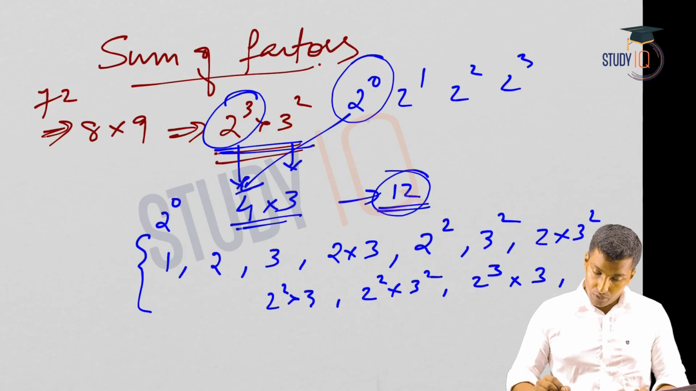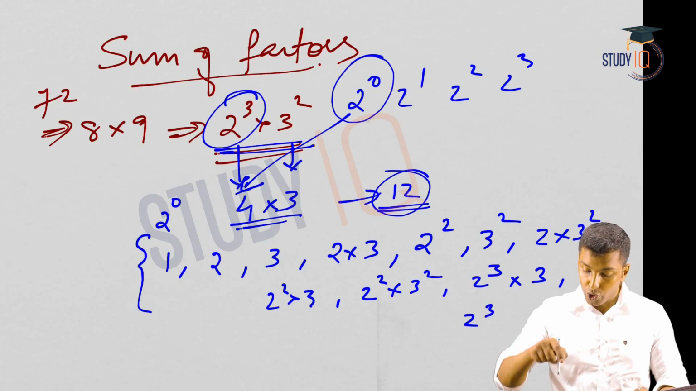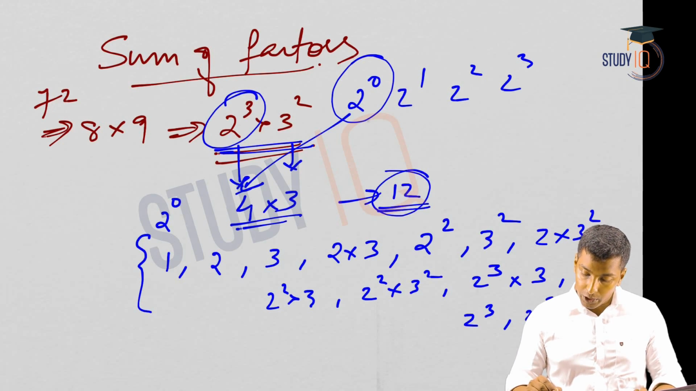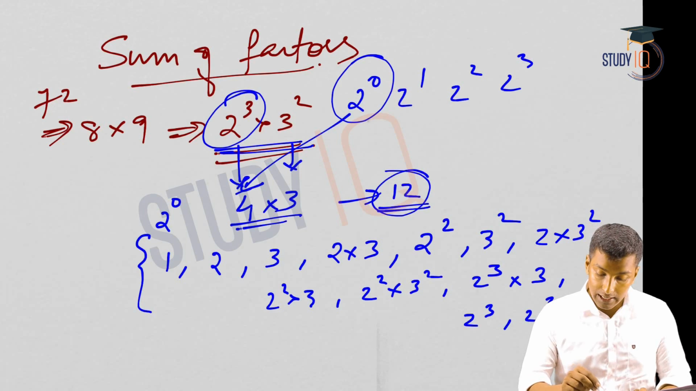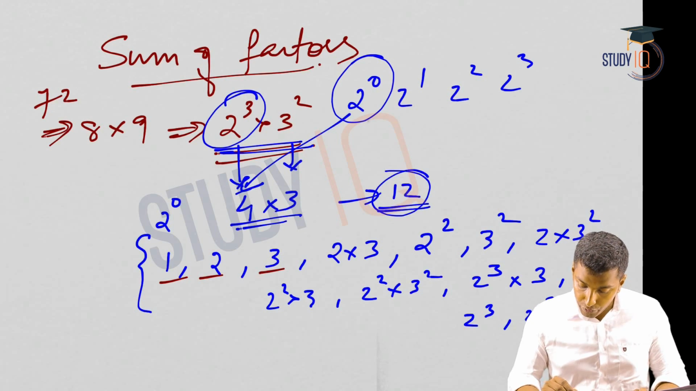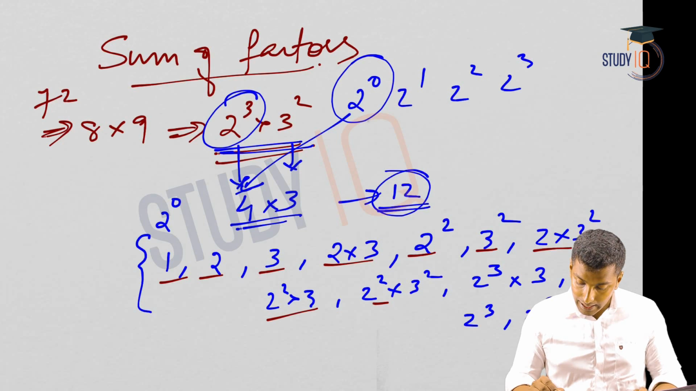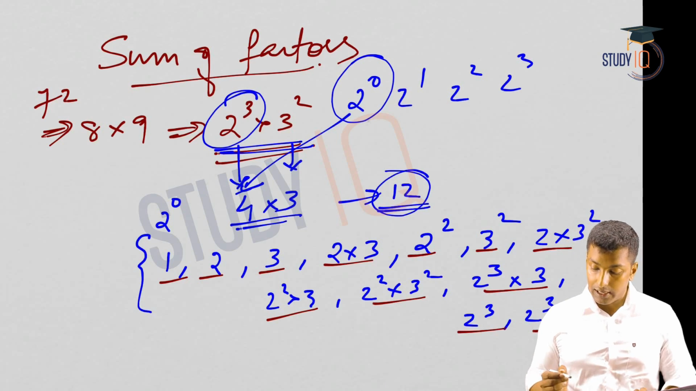Okay, then what is left out? 2 cube is left out. 2 cube is one selection. Then 2 cube into 3 square. So these are the total divisors. 1, 2, 3, 4, 5, 6, 7, 8, 9, 10, 11, 12. So you have total 12 divisors.